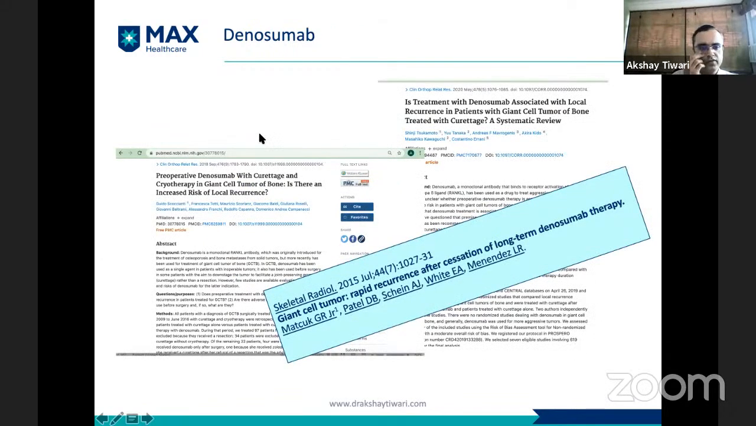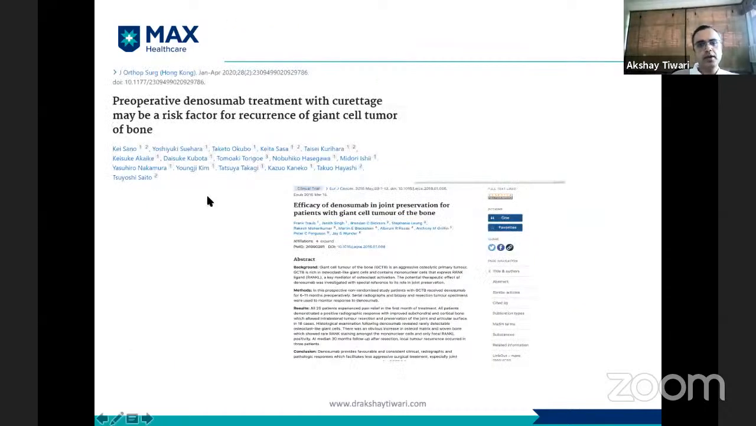But along with the excitement that denosumab got, we all know that it also got with it a lot of concern, and that is also being addressed a lot in today's literature. And it is known that as soon as you stop denosumab therapy, there'll be usually a rapid recurrence or progression in the tumor.